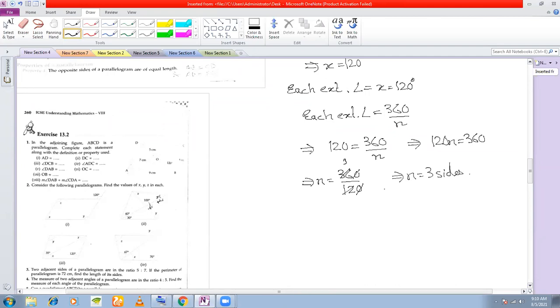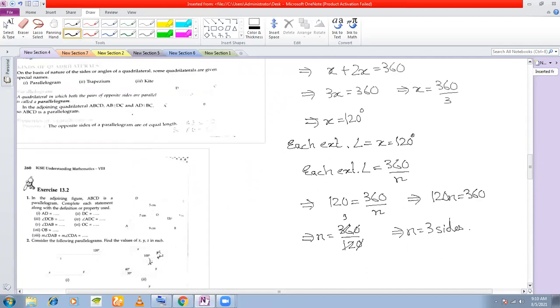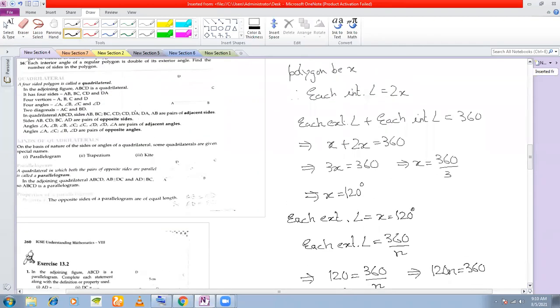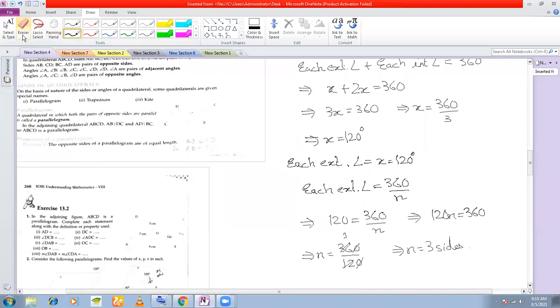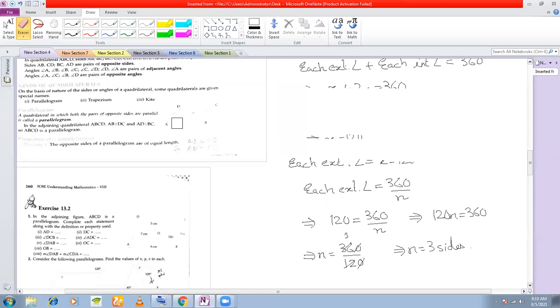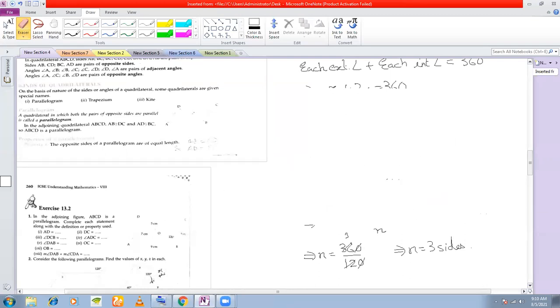What kind of a polygon is it? Triangle. It's a triangle. Okay, so that completes our part on polygons. Now we start with the next most important part, which is quadrilaterals. That is what the chapter actually deals with.